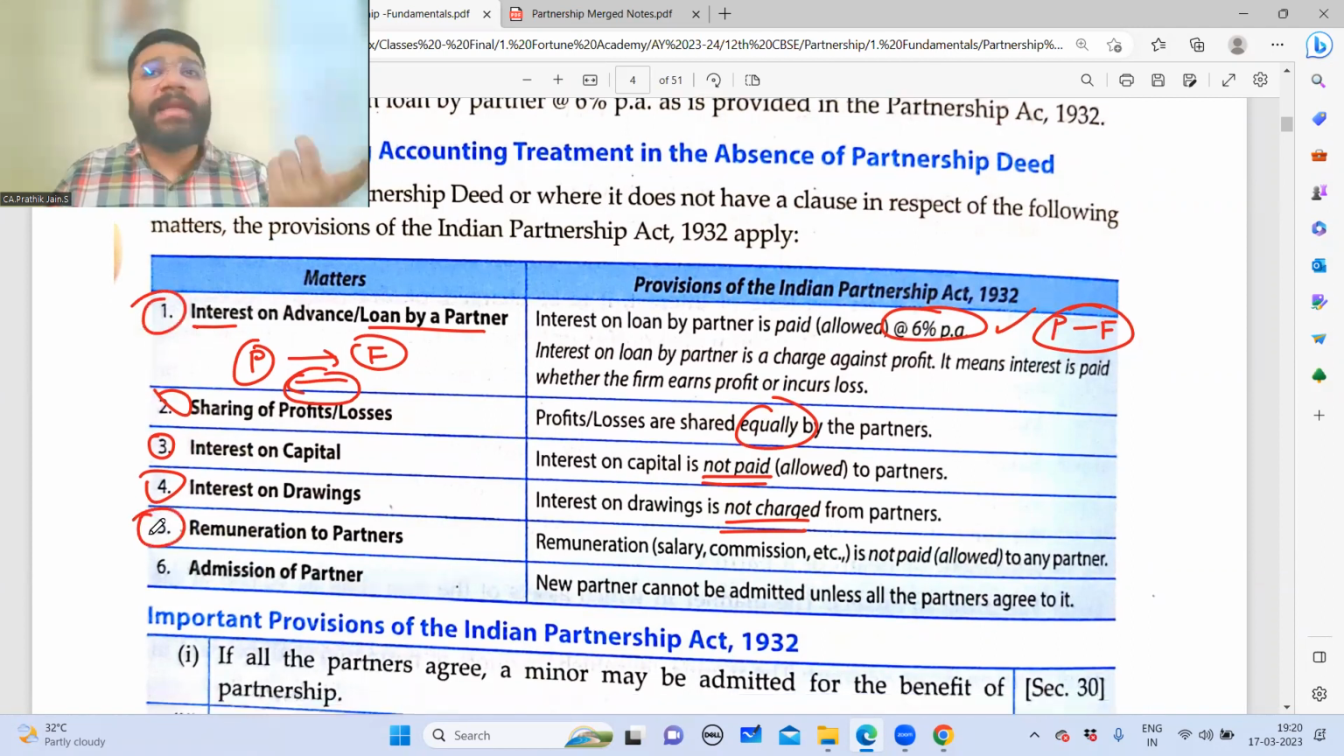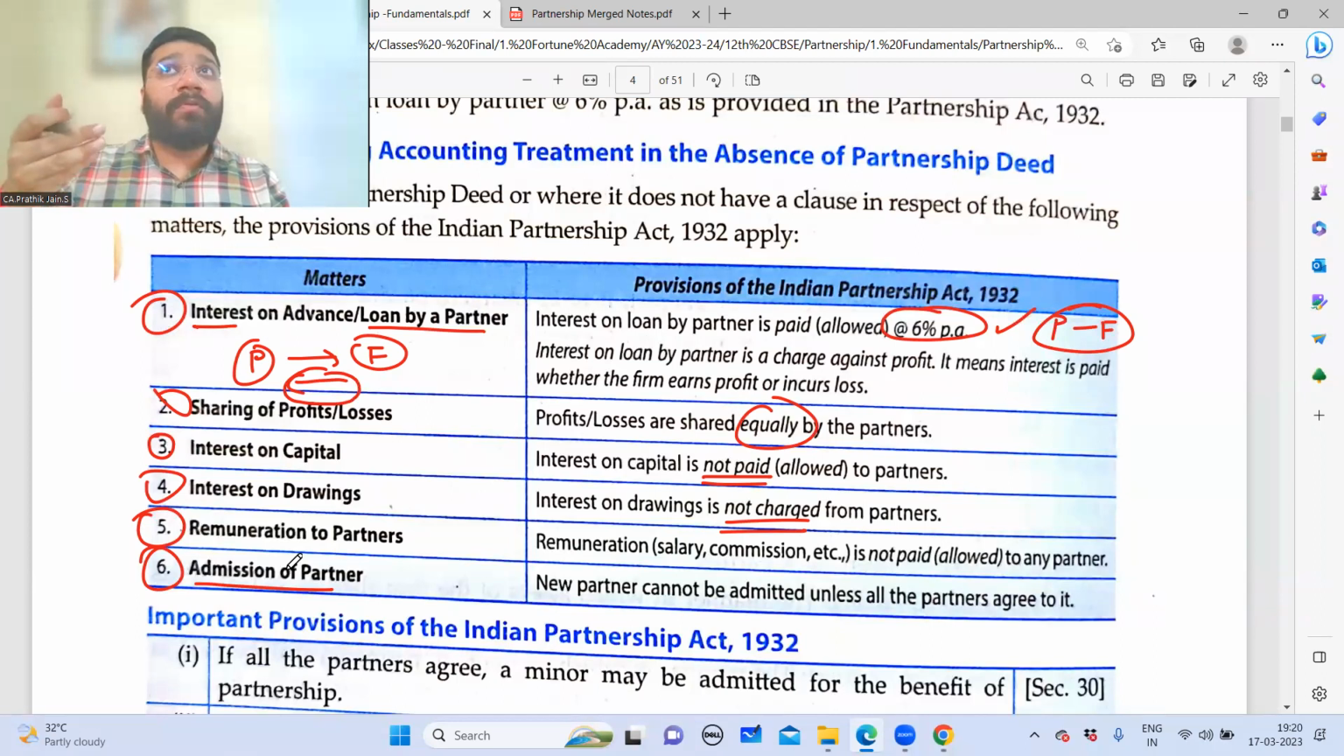Then remuneration means what? Salary, commission, etc. If it is not agreed anywhere in the partnership deed, or the partnership deed itself is missing, in that case, no salary, no remuneration, nothing. If you want salary, remuneration, or commission, it has to be captured in the agreement. 6th point, admission of a partner. A partner can be admitted only if all the partners agree. If any one objects, you cannot admit him as a partner. But if in the partnership agreement you have agreed that if only one partner says yes, they will admit, like that, if there is any specific clause, they'll go with the specific clause. If no specific clause is captured in the agreement, they will go with the general clause.